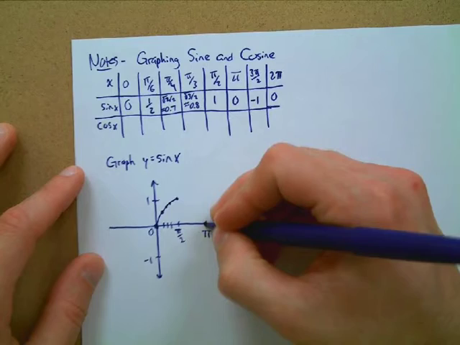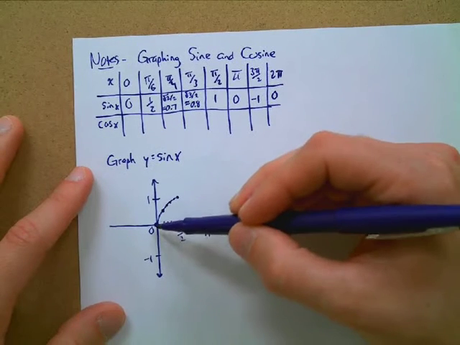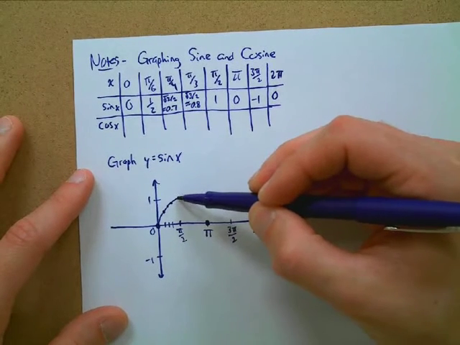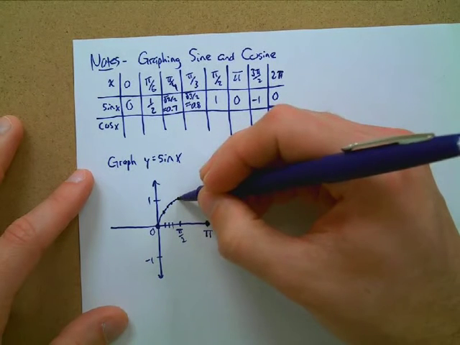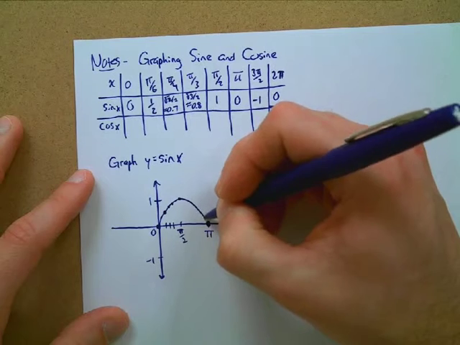So now what do you think? We went from 0, we went up to 1 at pi over 2. Now we have to get back down to 0. So we're just going to create a similar kind of shape here. Okay, a symmetric kind of shape like that.